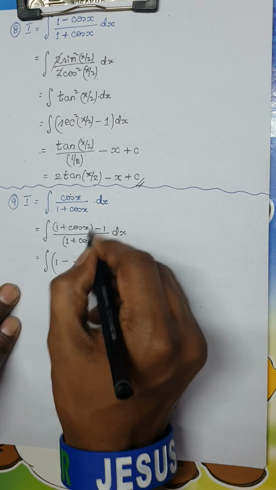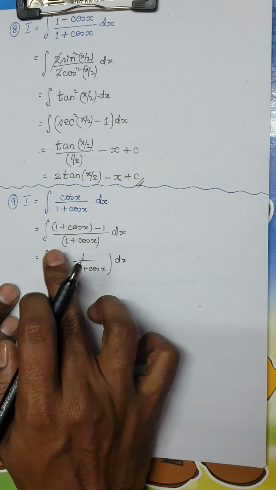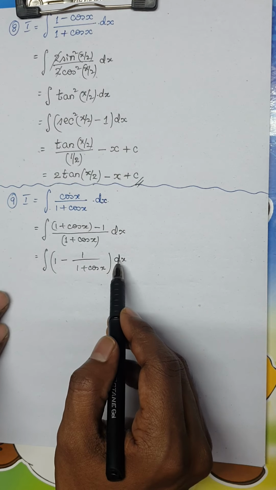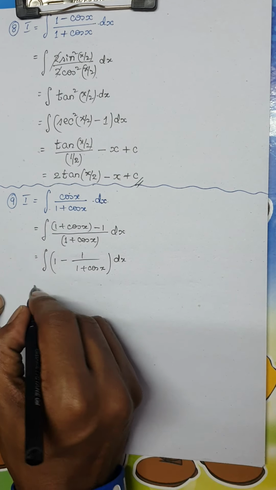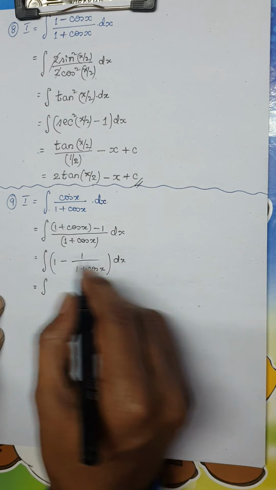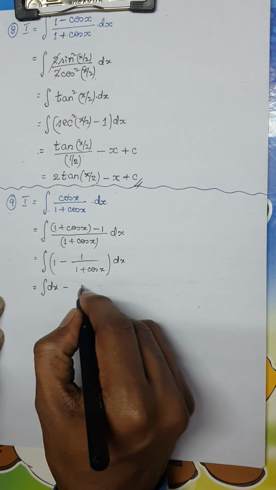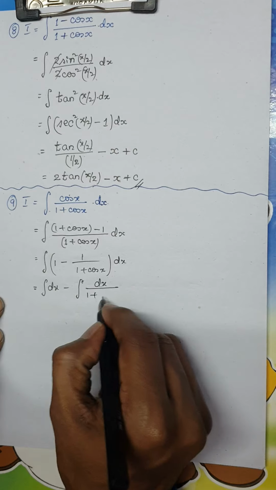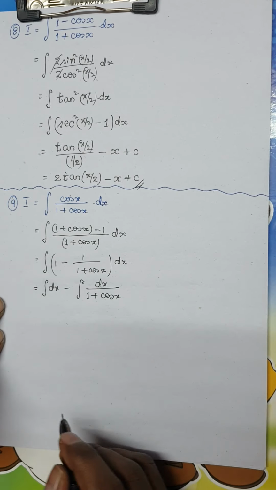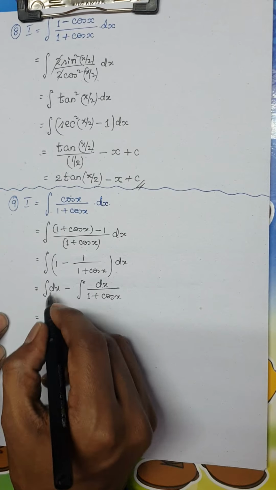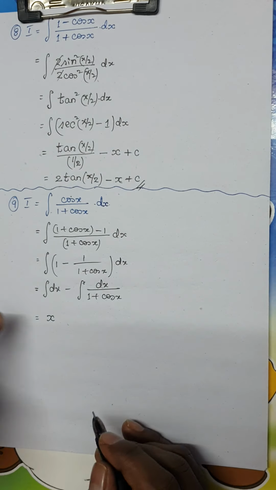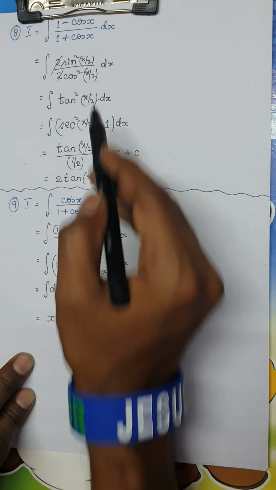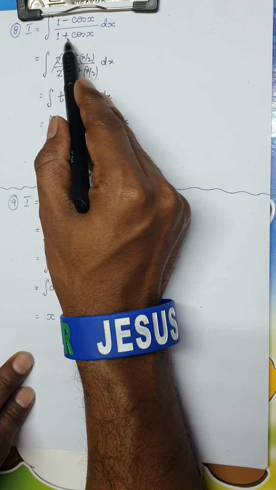Is it clear? So if you divide the terms, 1 plus cos x by 1 plus cos x would be 1, minus 1 divided by 1 plus cos x, dx. Let me split the integral. So this would be 1 into dx, that is the integral of dx, minus the integral of dx divided by 1 plus cos x. Is it clear? Now we know that the integral of dx is x, so let me just integrate it directly. Now here, before I integrate, look here, what did I use for 1 plus cos x?